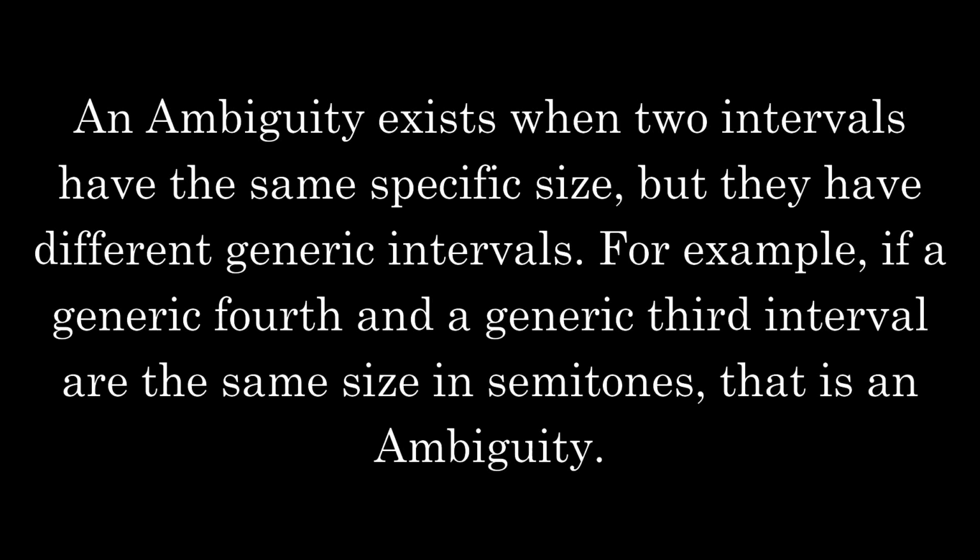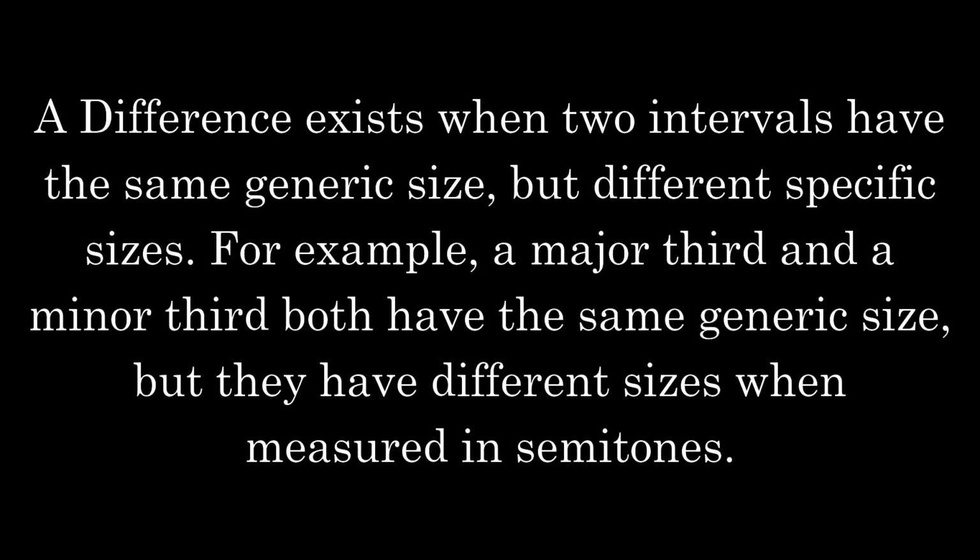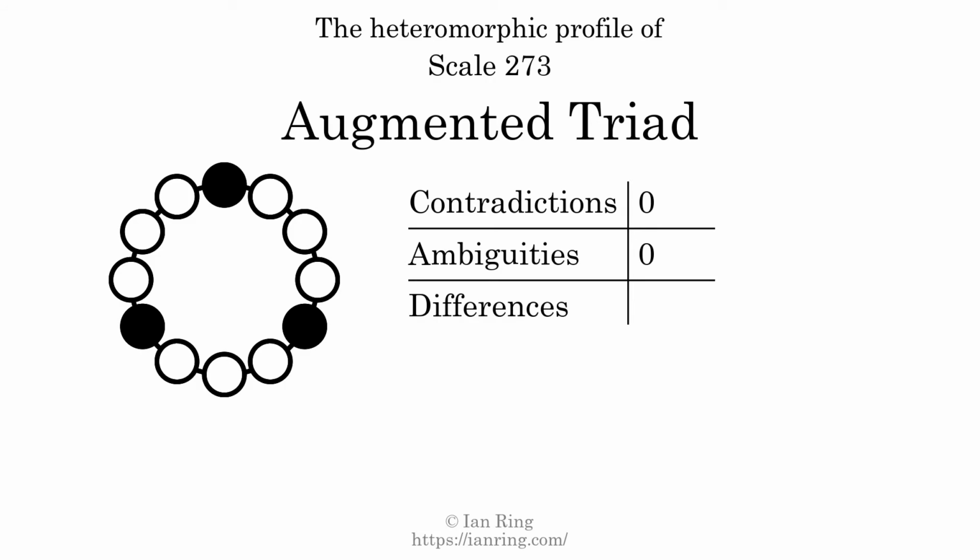An ambiguity exists when 2 intervals have the same specific size, but they have different generic intervals. For example, if a generic fourth and a generic third interval are the same size in semitones, that is an ambiguity. The number of ambiguities in this scale is 0. A difference exists when two intervals have the same generic size, but different specific sizes. For example, a major third and a minor third both have the same generic size, but they have different sizes when measured in semitones. The number of differences in this scale is 0.